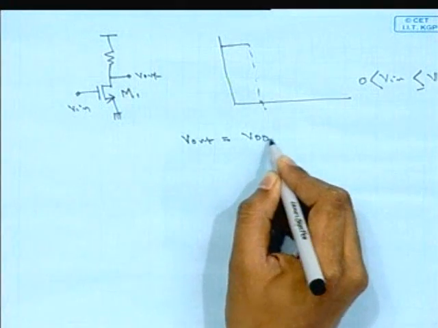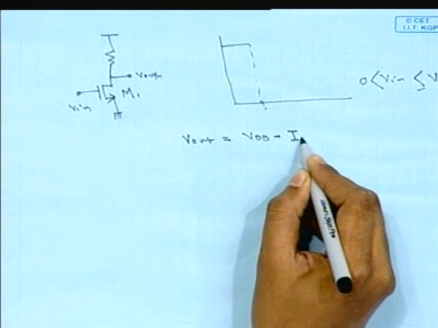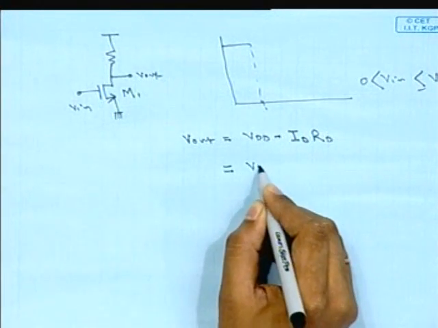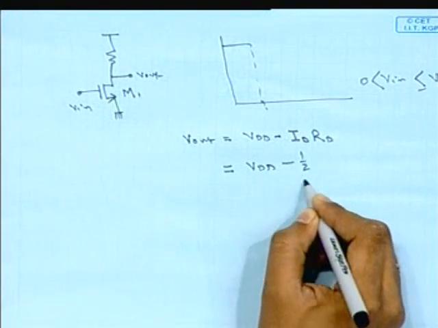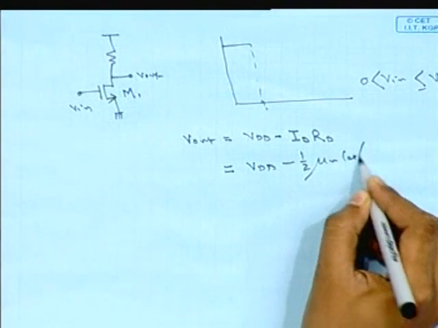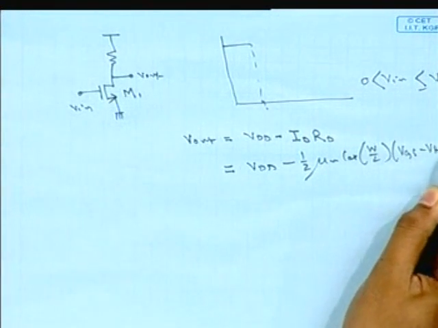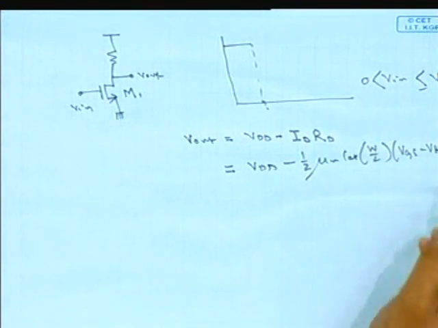And what will be the output voltage? Vout equals VDD minus ID RD, and ID is the saturation current of this particular MOS. So we can write half mu n Cox into W by L, VGS minus VTH whole square, into RD. Again we are neglecting the channel length modulation effect.